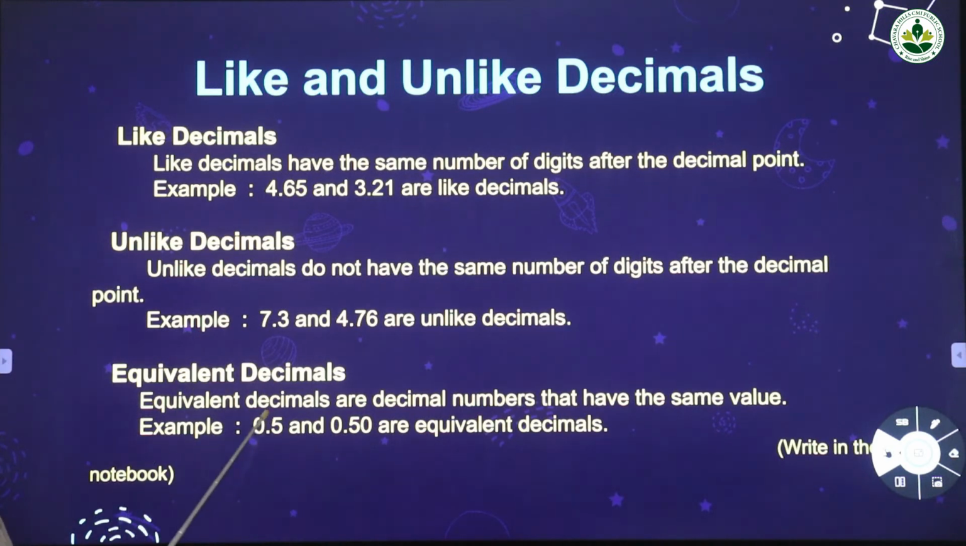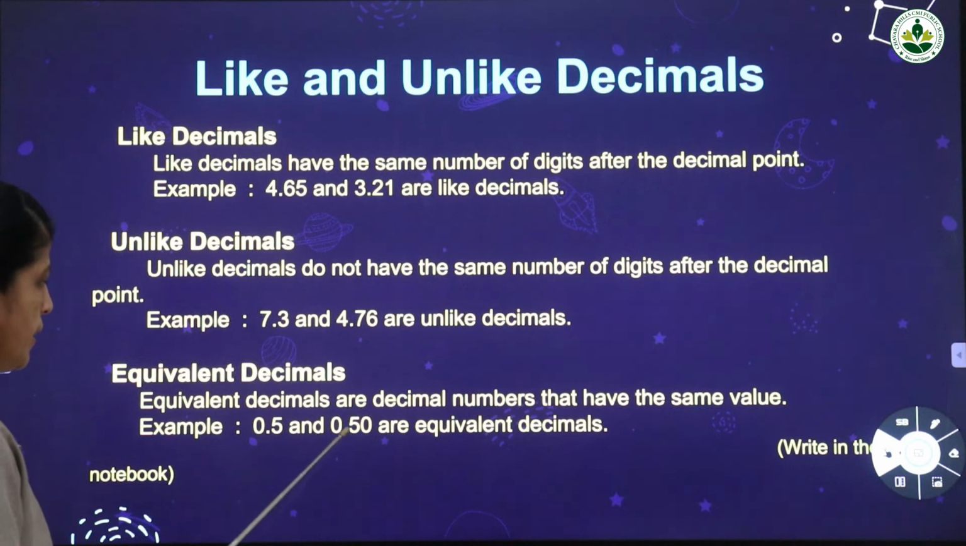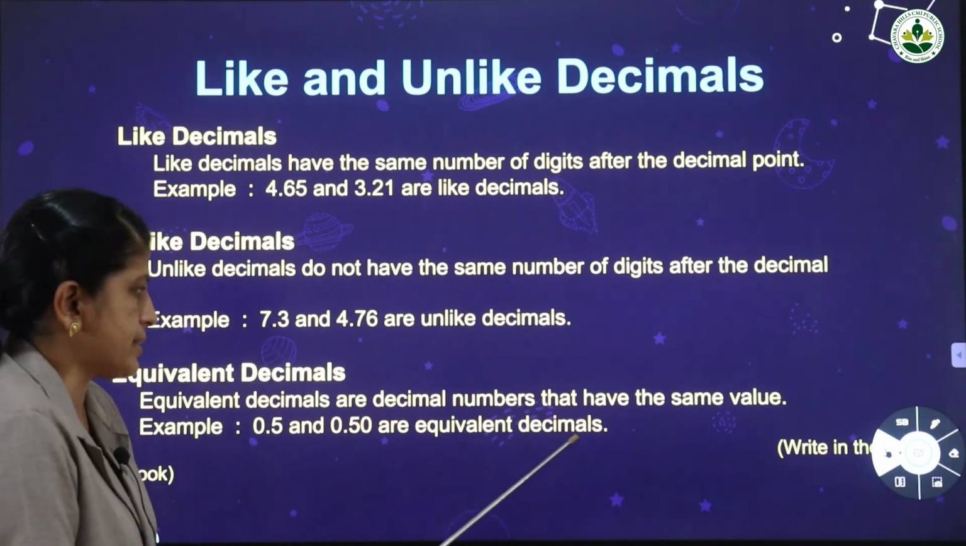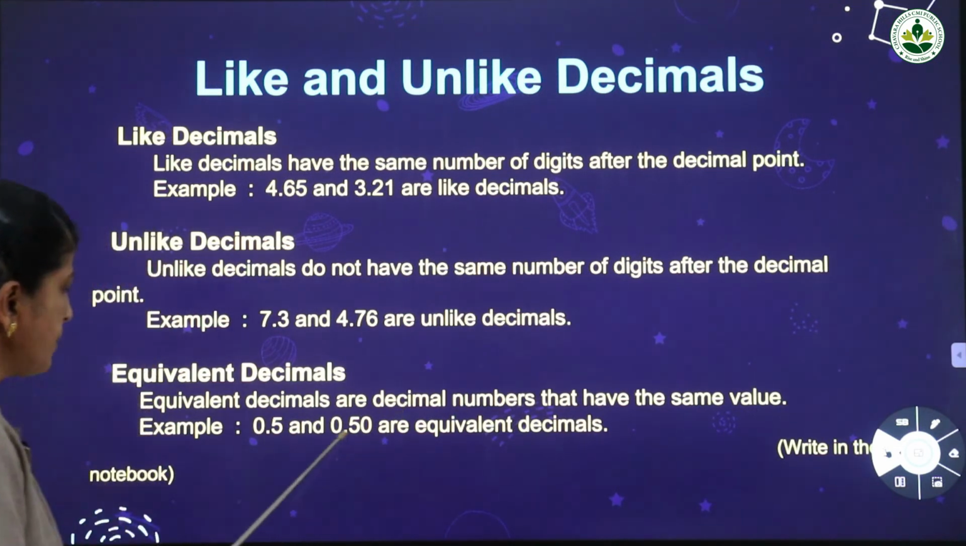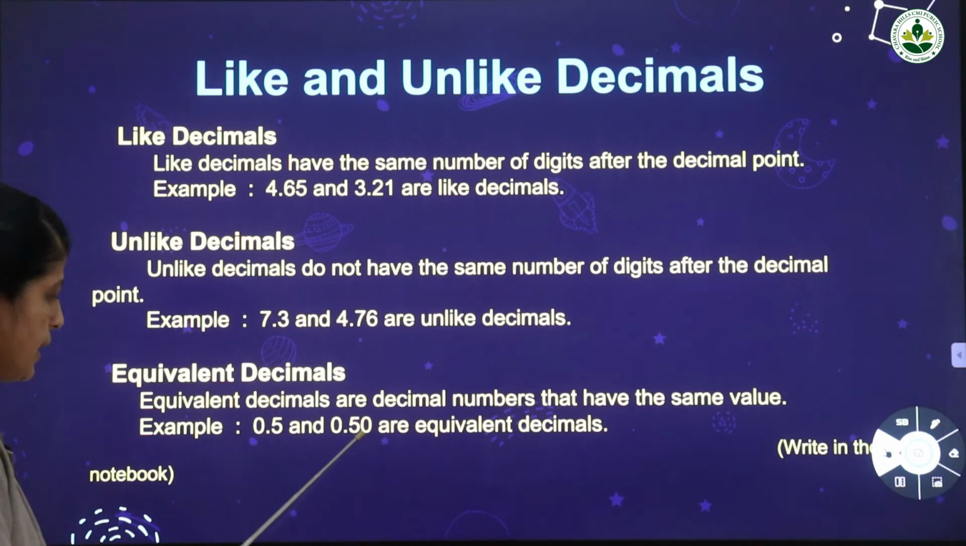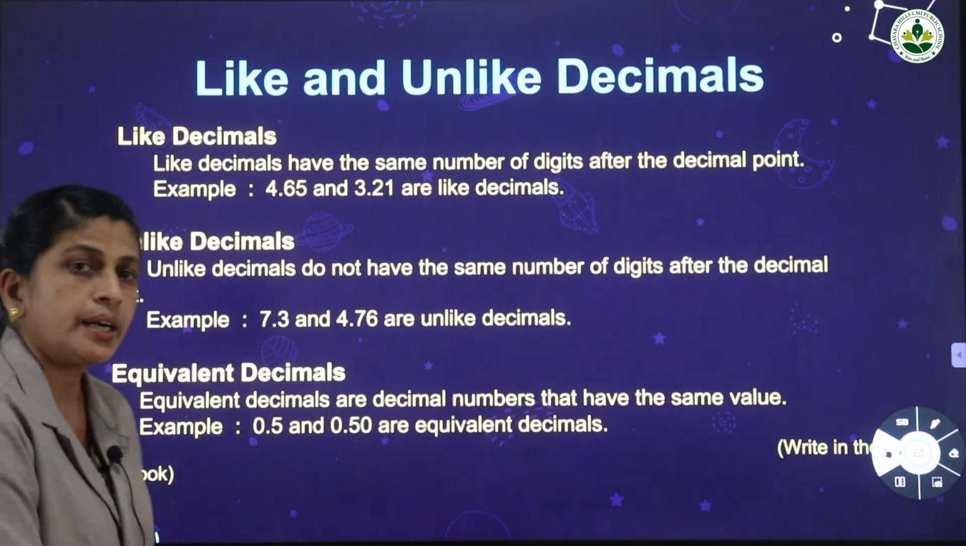Then equivalent decimals are decimal numbers that have the same value. For example, 0.5 and 0.50 are equivalent decimals. Decimals that have the same value are known as equivalent decimals. Look at this decimal number 0.50. Here is a 0 after the digit 5. If we put zeros after the decimal point at the last, then there is no change in that decimal number. That means 0.5 and 0.50 are equal.